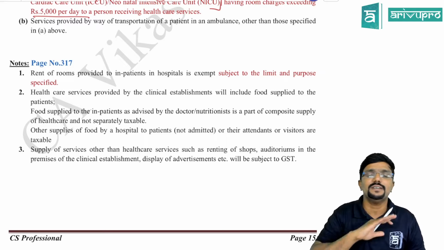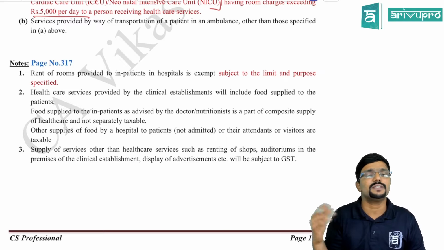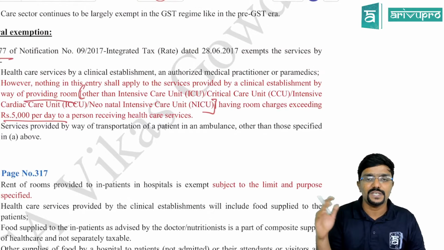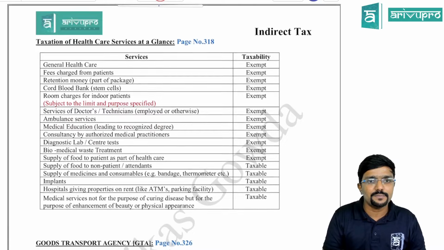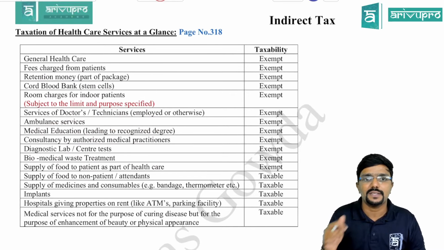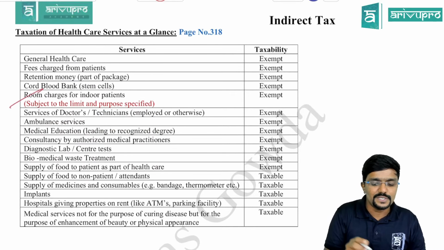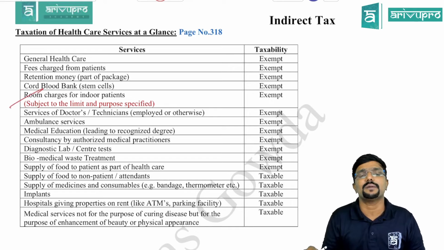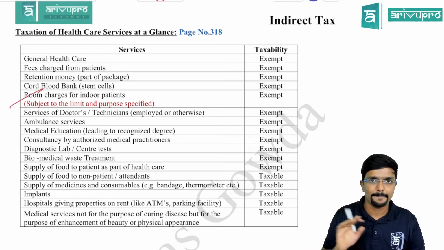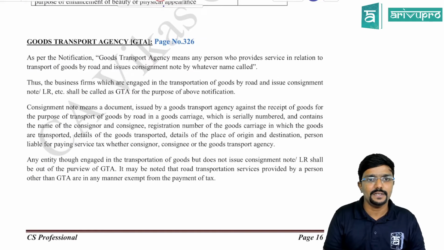If it is within 5,000, nothing is taxable. If it is more than 5,000, the complete amount is taxable. But if it is given for any ICU, CCU and all, then there is no monetary limit at all. Same thing with respect to this table also, guys, in page number 318. Room charges for indoor patients was exempt, but now it is subject to the limit and purpose. Okay, so make these necessary changes even in your material.